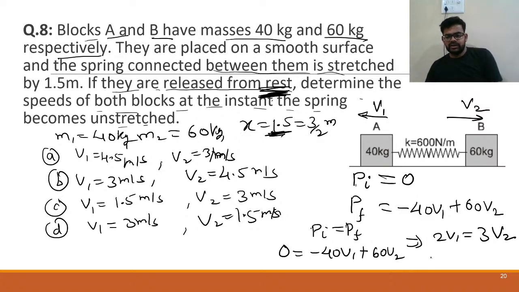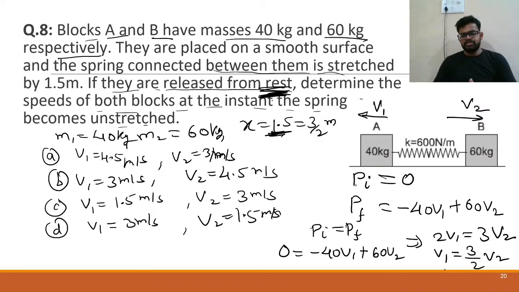So v1 is 3 by 2 v2. This much information we got: two variables v1 and v2. Now what do we need to find? We need to determine the speeds of the blocks. The compression is given, so let us find it.